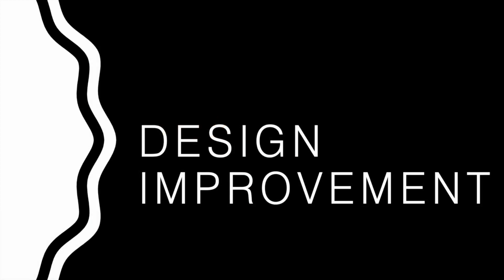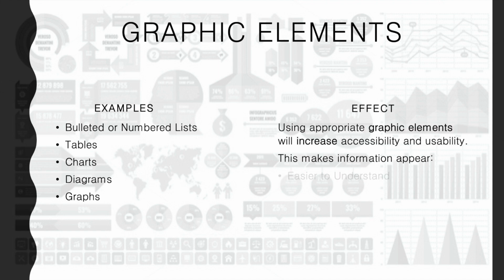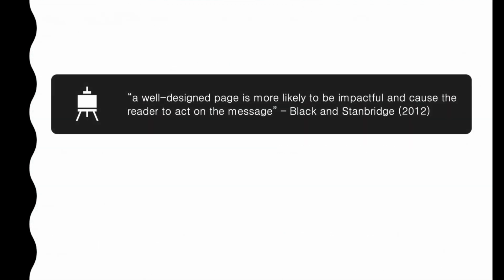Despite the overall good design of this website, there could be improvements. The document uses simplified and statistical information. Communicating this information using graphic elements such as bullet points and tables could make it appear easier to understand, more important, factual, and informative. Black and Stanbridge understand that a well-designed page is more likely to be impactful and cause the reader to act on the message. For World Vision, this allows users to easily find information, sign up or donate, and access resources better.